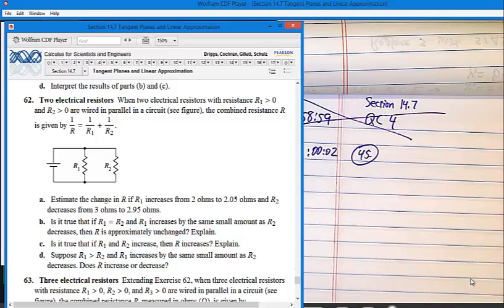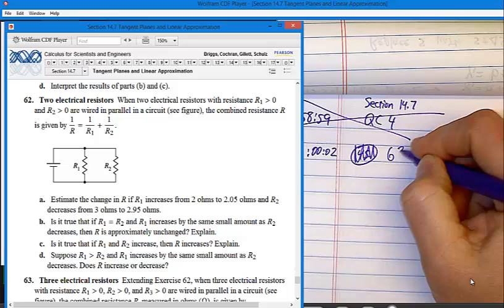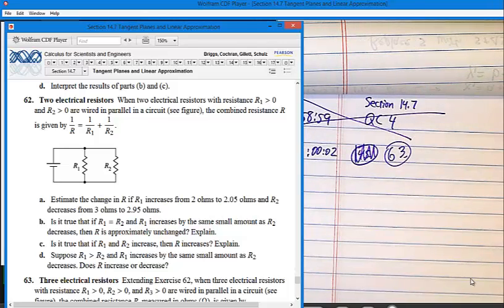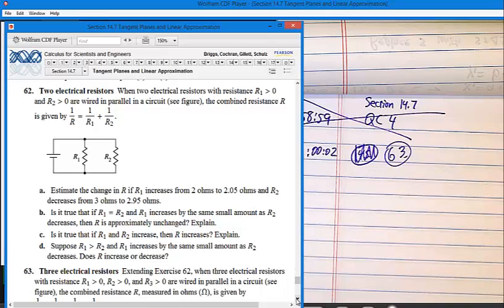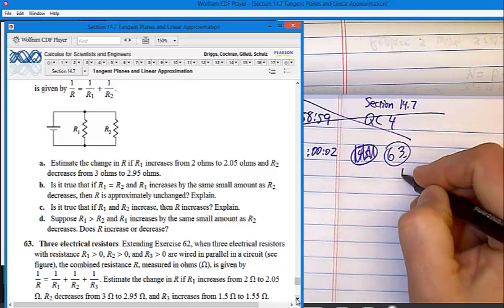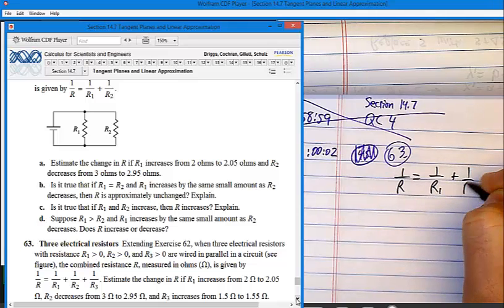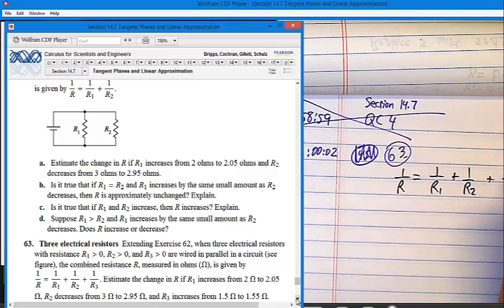So our try is number 63 for the last few minutes of class from section 14.7. Extending exercise 62, when you put electrical resistors in parallel in a circuit, the combined resistance measured in ohms is given by this equation: 1 over R is equal to 1 over R1 plus 1 over R2 plus 1 over R3.